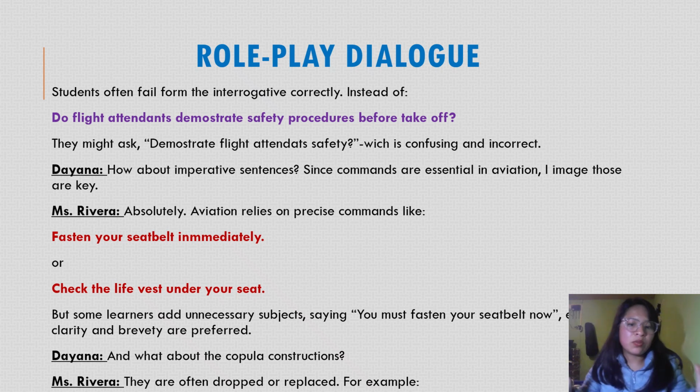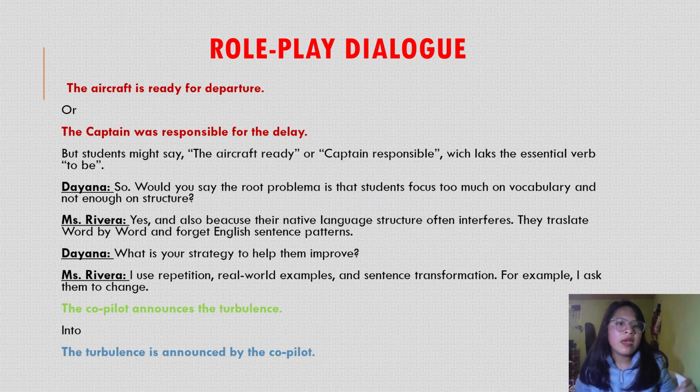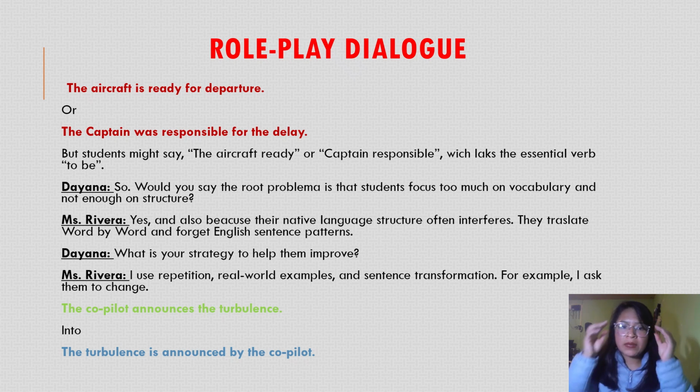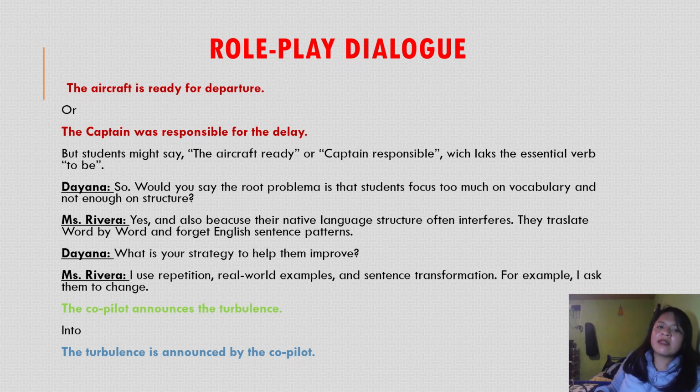For example, the aircraft is ready for departure, or the captain was responsible for the delay. But the students may say: the aircraft ready, or captain responsible, which lacks the essential verb to be. So would you say the root problem is that the students focus too much on vocabulary and not enough on structure?